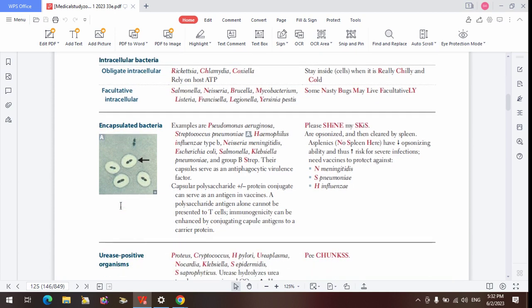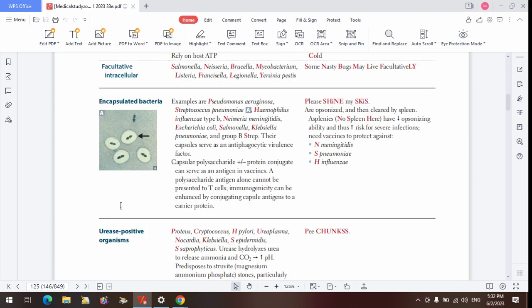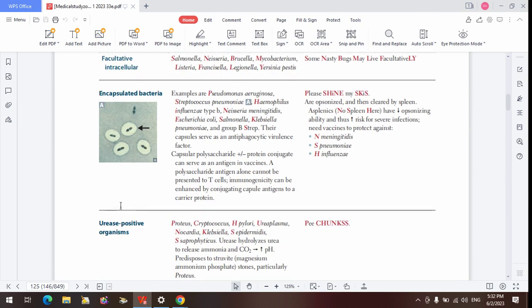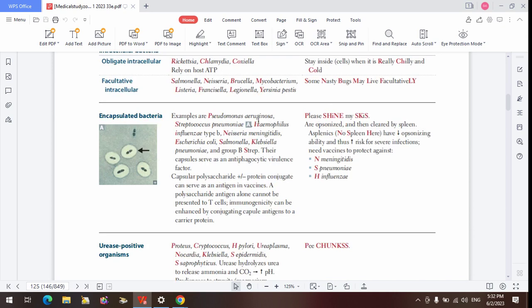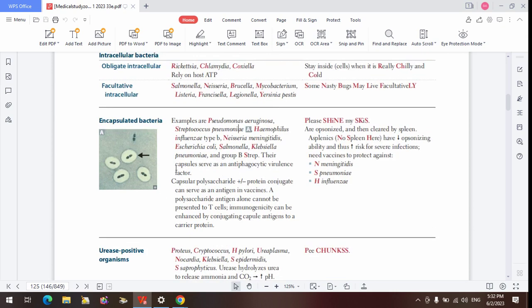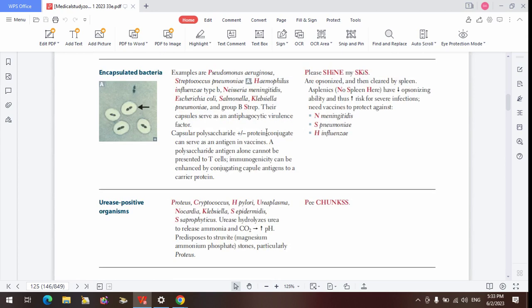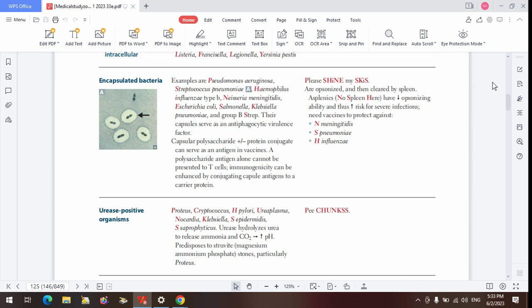So encapsulated organism bacteria, this one too is very high yield. We have to know them. But the common one that they commonly repeat is the SHIN. So the S there is Streptococcus, the H is Haemophilus, and the N is Neisseria. SHIN. By the time we get to microbiology, you will not even need to be using the code again because you already know these guys, the encapsulated ones. Once you get encapsulated, you are thinking of Strep, Haemophilus, Neisseria. Those three guys, they move together. They cause a lot of things together. They are so common.